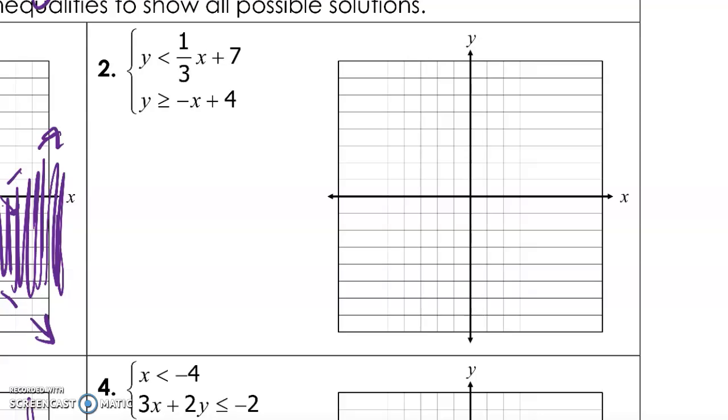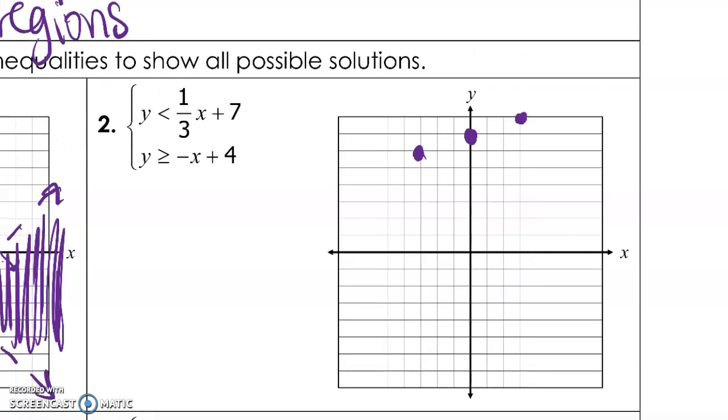For number 2, we start by going up 7, and then up 1, right 3, down 1, left 3. This is a dashed or dotted line because it's not an or equal to. It's a less than, so we would be shading down below the line. Again, I don't shade the whole thing. I just put arrows so I don't have to go back and erase the non-overlapped part.